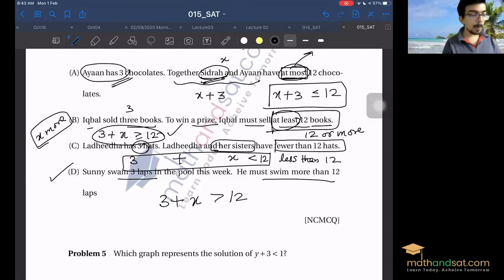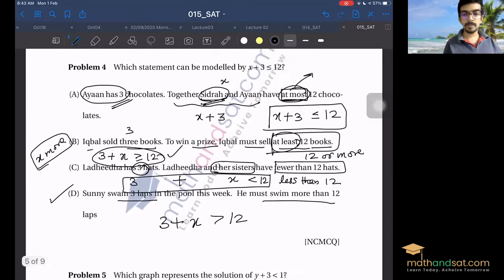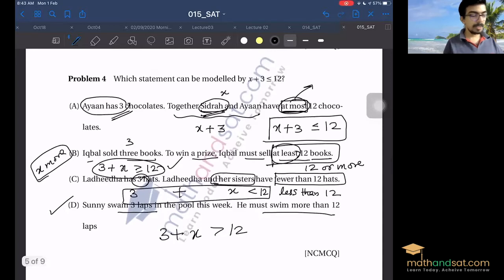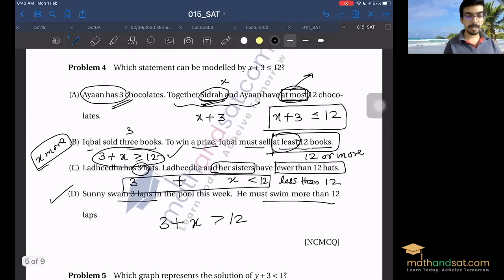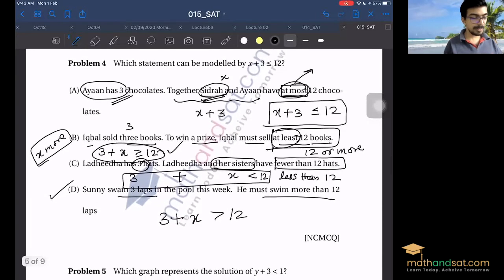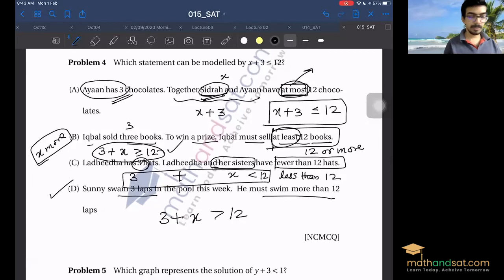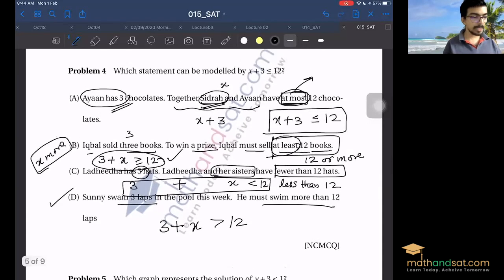Now look at the 4 options. The first option says x plus 3 is less than or equal to 12. The second option says x plus 3 is greater than or equal to 12. The third option says x plus 3 is less than 12. Fourth option says x plus 3 is greater than 12. So this is a very good question, right?